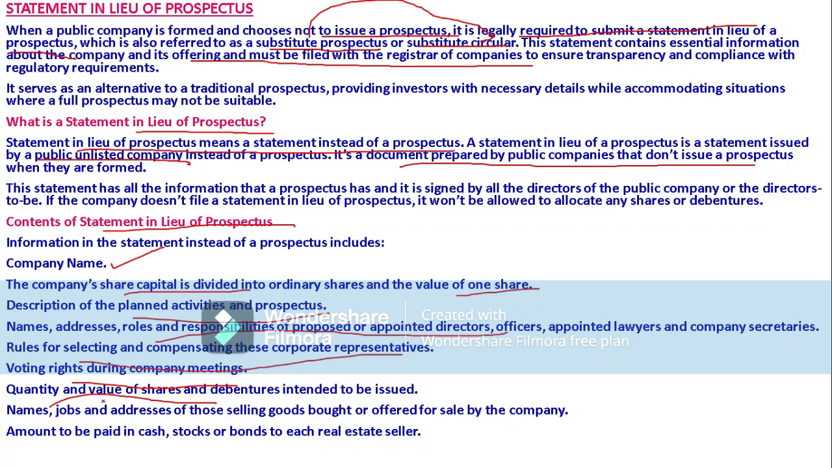But here, the quantity and value of shares and debentures intended to be issued must be mentioned: how many shares are to be issued, the value of each share, and the percentage of dividend paid to the debentures. Debentures are nothing but the creditors of the company. And the names, jobs and addresses of those selling goods bought or offered for sale by the company. If the company is selling goods or offering them for sale, who are those persons, what are their names, jobs and addresses.